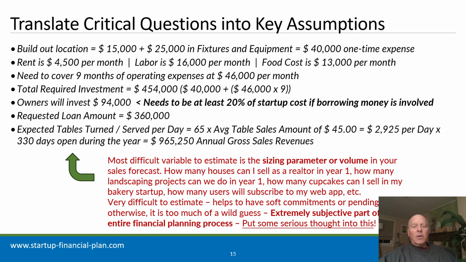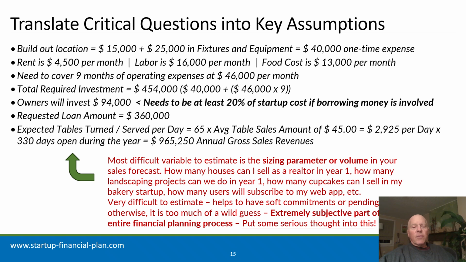The build out of the location might cost, let's say, $15,000 plus $25,000. Let's say it's a $40,000 one-time expense. I've got to pay lease payments. I've got to pay the waitresses, the managers. I've got food supply costs of $13,000 a month. The rent's $4,500 a month for the facility. I've got to cover at least 9 months of operating expenses. I've got a good lead generation list. We've got good market traction already online before we open. We think we can turn it around. We've got a great location, but I'm going to have to cover 9 months of operating expenses.